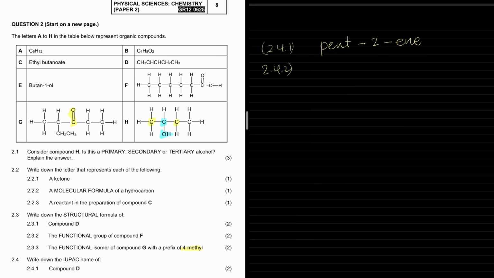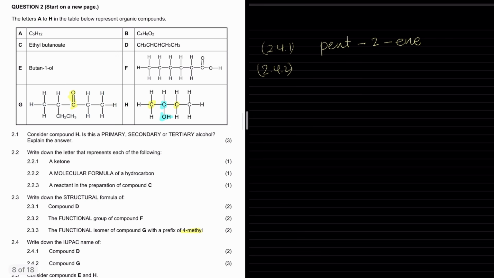Then 2.4.2, write down the IUPAC name of compound G. Compound G is a ketone, so we know it's going to end in -one. When you're naming a ketone, it's important to make sure that the ketone gets the smallest possible number. So we have two options to number it. Let's go with some different colors here. I can go this way.